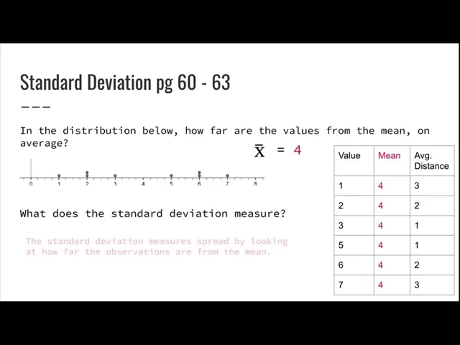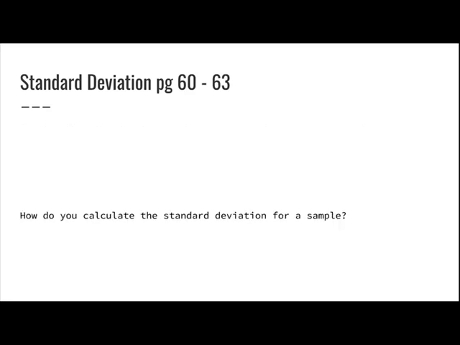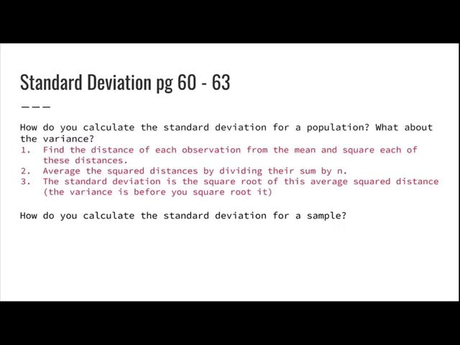What does a standard deviation measure? The standard deviation measures spread by looking at how far the observations are from the mean. How do you calculate the standard deviation for a population? What about the variance? First, you find the distance of each observation from the mean and square each of these distances. Average the squared distances by dividing their sum by n, and the standard deviation is the square root of this average squared distance. The variance is before you take the square root.